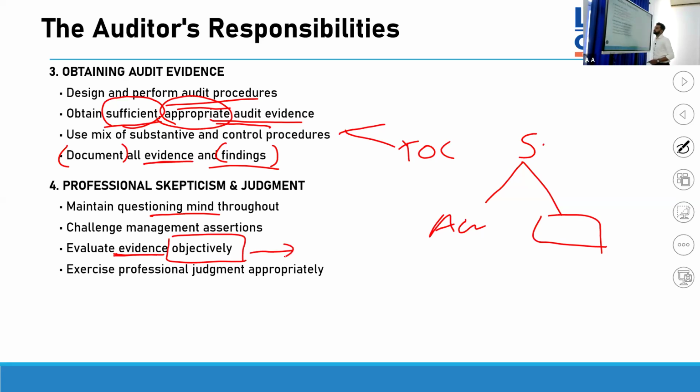Hope you remember we discussed the ethical principles in the last class. So, objectivity is one of the principles. Hope you remember, right? Can anyone tell how many ethical principles are there?